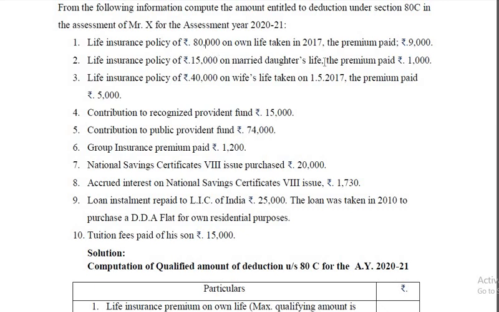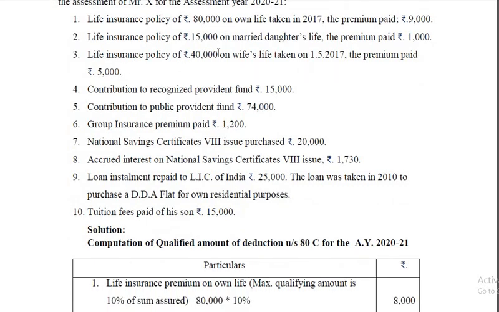Life insurance policy of 15,000 on married daughter's life. So whether the daughter is married or unmarried, employed or unemployed, premium paid on that policy is qualified for deduction. But here when the policy was taken, it was not mentioned. Therefore, we will apply the standard rate 10%. So 10% on 15,000 comes to 1,500. That is maximum. So actual or maximum, whichever is less. So here 1,000 or 1,500, that is 10% of 15,000, whichever is less. So 1,000 is qualified.